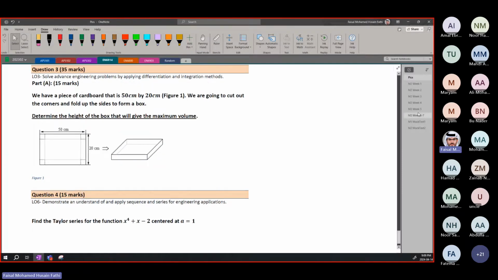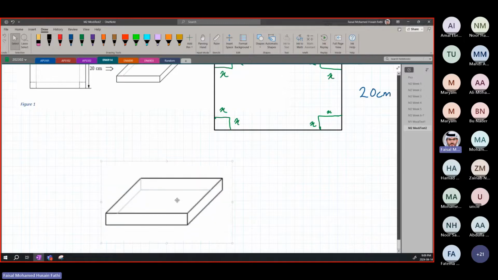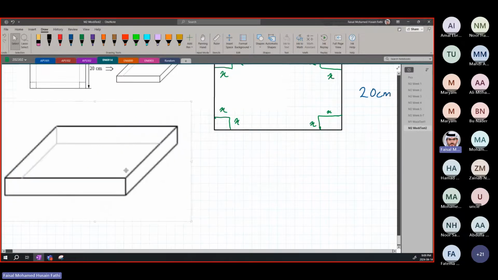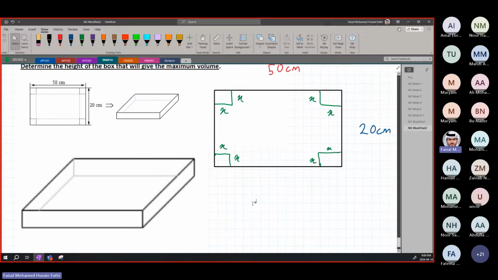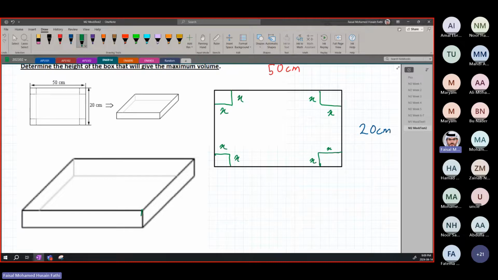So if we look at this box, this is the box that we are going to make. The box is going to have this height over here, which we called x. This is our x. This is our 50, or this is the side of the 50 and this is the side of the 20. But this isn't equal to 50 and 20.